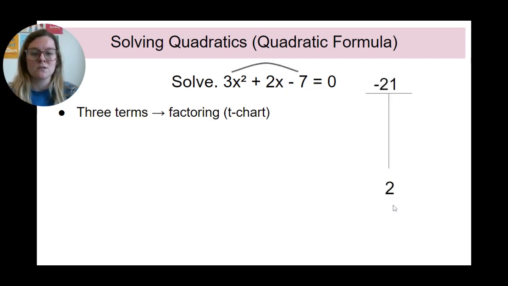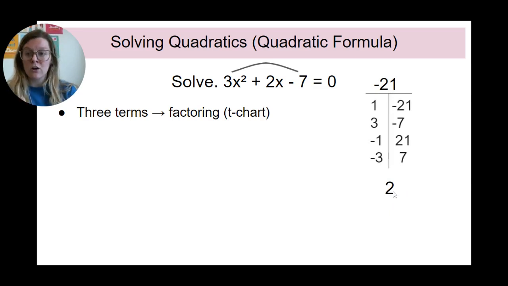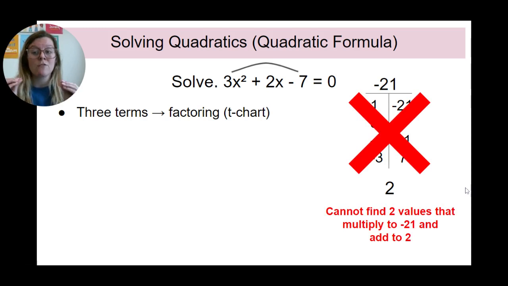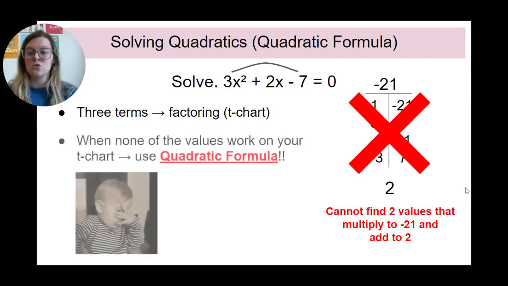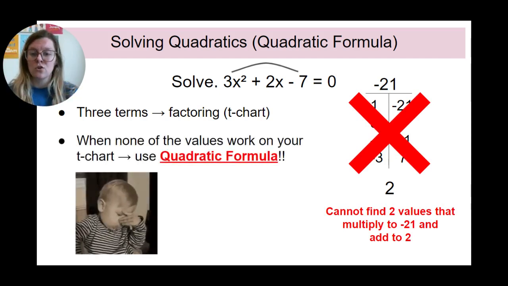I need to add to my 2 at the bottom, and here are all my factors. 1 times 21, 3 times 7, and I have both the negative versions down here as well. So I'm looking at this, I'm like, none of these will add together to give me a positive 2. So when you cannot find two values that multiply to the top number and add to the bottom number, this cannot be factored, and you are going to have to use the quadratic formula.